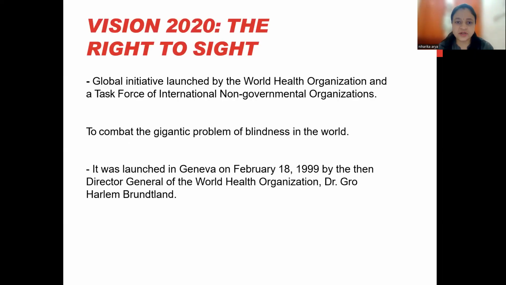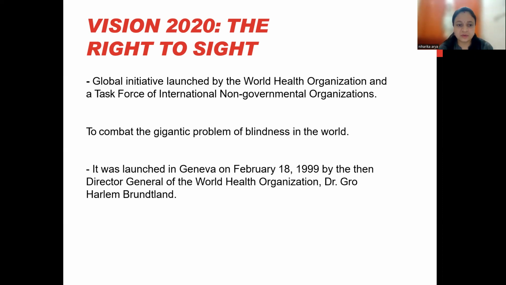So now what is Vision 2020? The Right to Sight is a very important topic, as many questions come from it in your sessions, right? Vision 2020. So be careful and attentive during this. Okay, so what is Vision 2020?